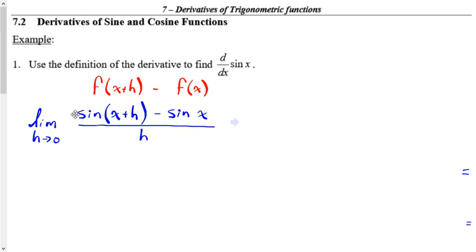Let me give you a hint. This sine of x plus h is a sum of angles, and so you can use a sum identity from your formula sheet to expand this out. So why don't you pause the video at this point, expand this sine of x plus h using that sum identity, and see where that takes you. You can pause the video now, restart it when you're stumped, or when you just want to see what my process is.